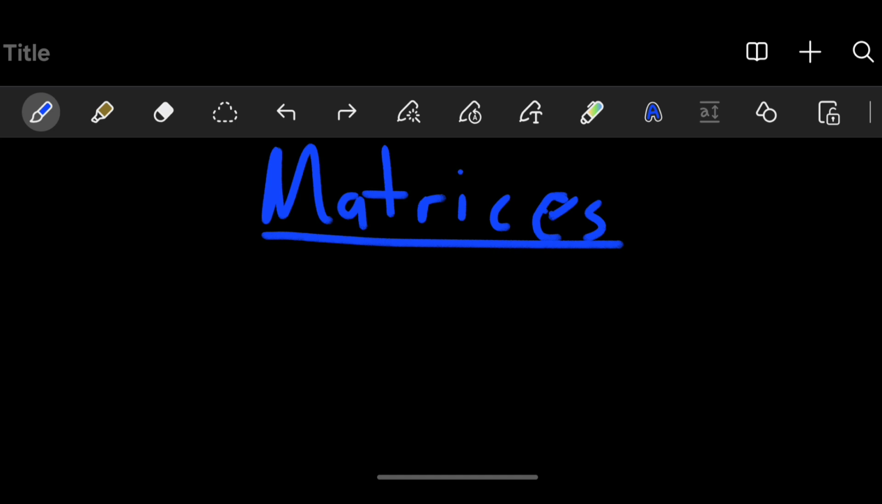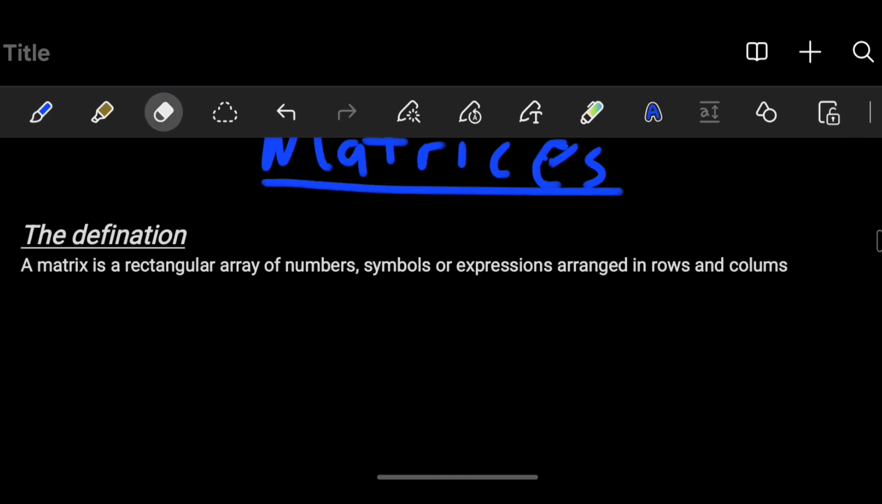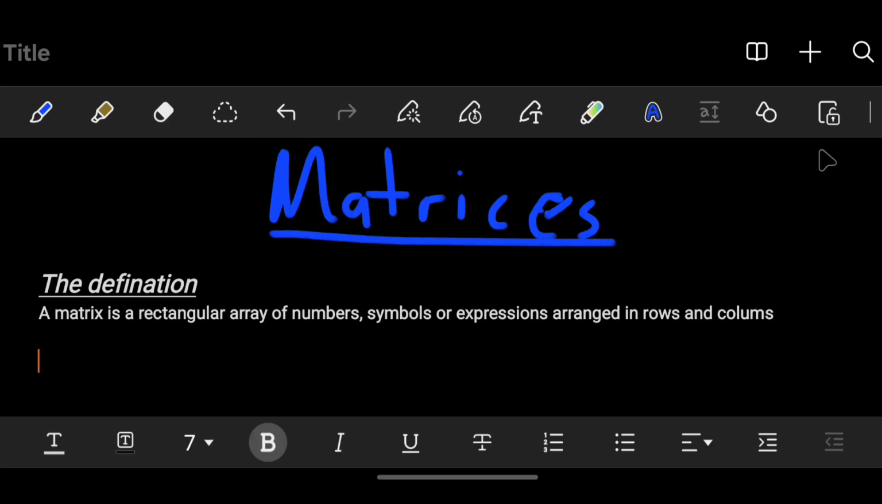In this lesson, we are going to be talking about matrices. So by definition, a matrix is a rectangular array of numbers, symbols, or expressions arranged in rows and columns. Now we go on to this next subheading, which is reading of matrices.